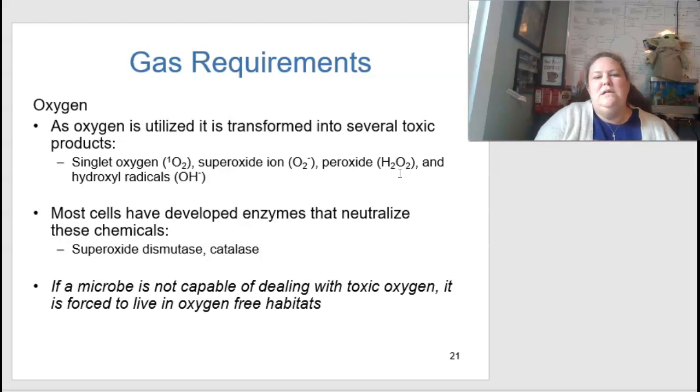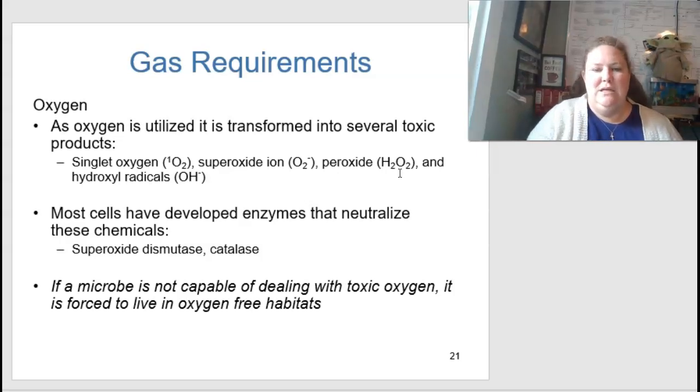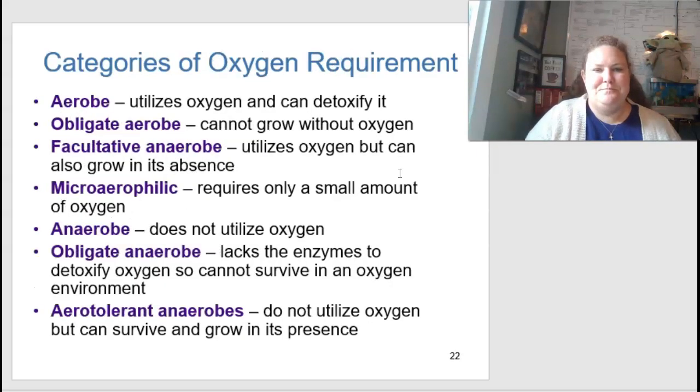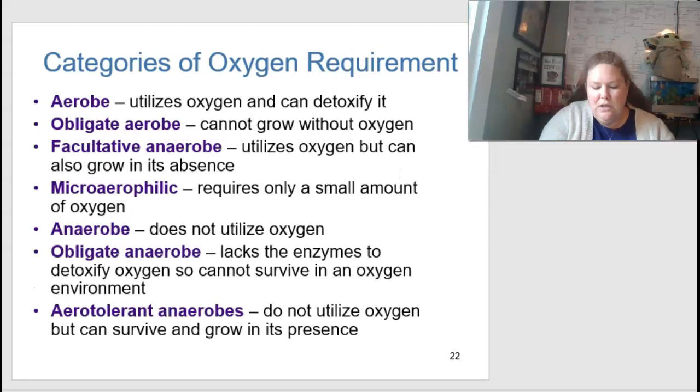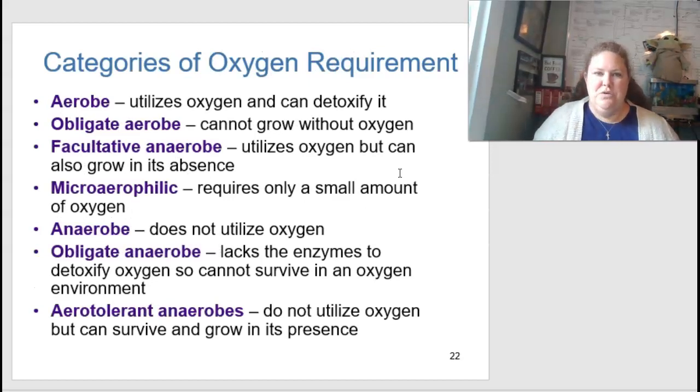So most cells have developed enzymes that neutralize these chemicals, like superoxide dismutase or catalase. But if a microbe is not capable of dealing with toxic oxygen, it's forced to live in an oxygen-free habitat. So there are different categories of oxygen requirements.